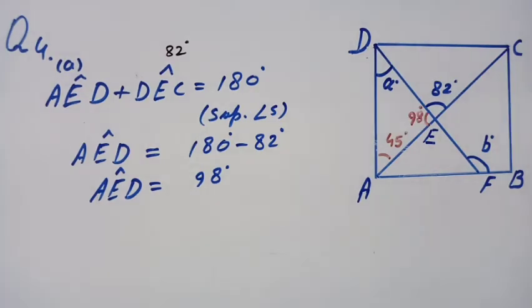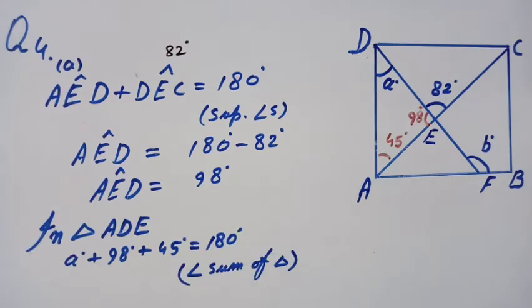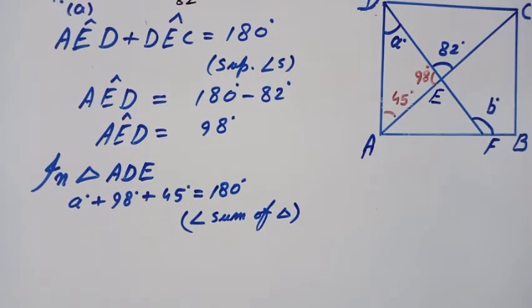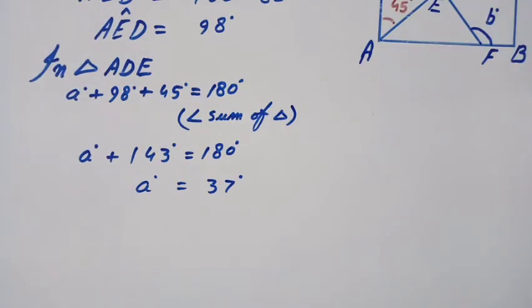So now in triangle AED, the sum of all the internal angles of a triangle is equal to 180 because of the angle sum of a triangle. Now solve it just like an equation and find the value of A. Now 143 is shifted to the other side with change in its sign. This way A equals 37 degree. Hence we have found the value of A equal to 37 degree.